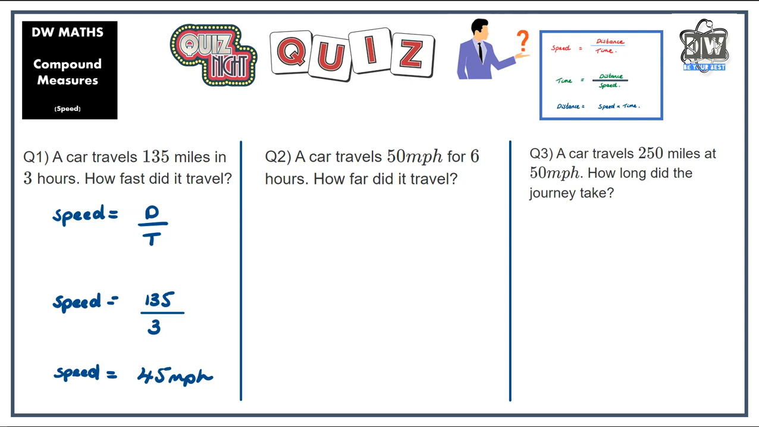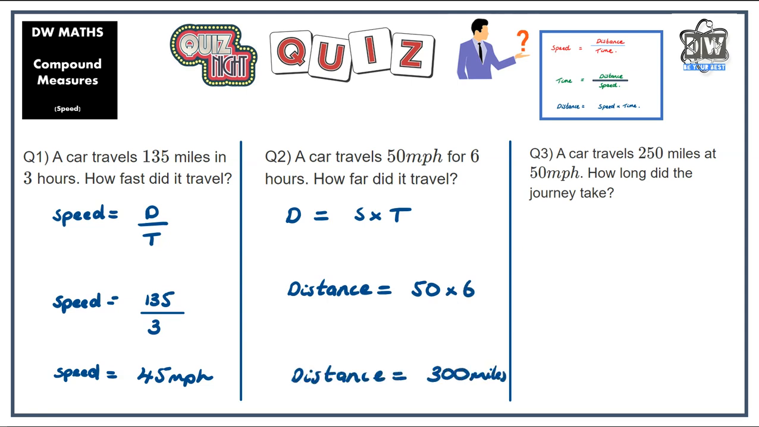The next one, it's how far. So we're looking at distance. It's going to be distance equals speed times time. Where it says speed, we put 50. Where it says time, we're going to put 6. 50 times 6 gives us a distance of 300 miles.